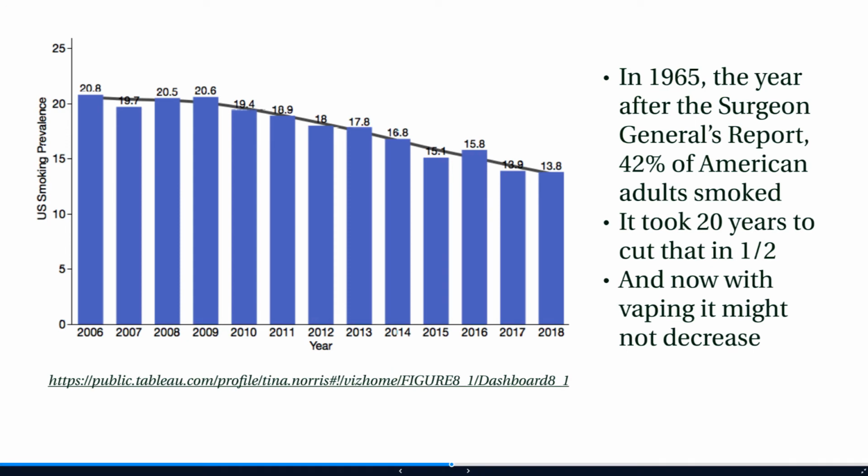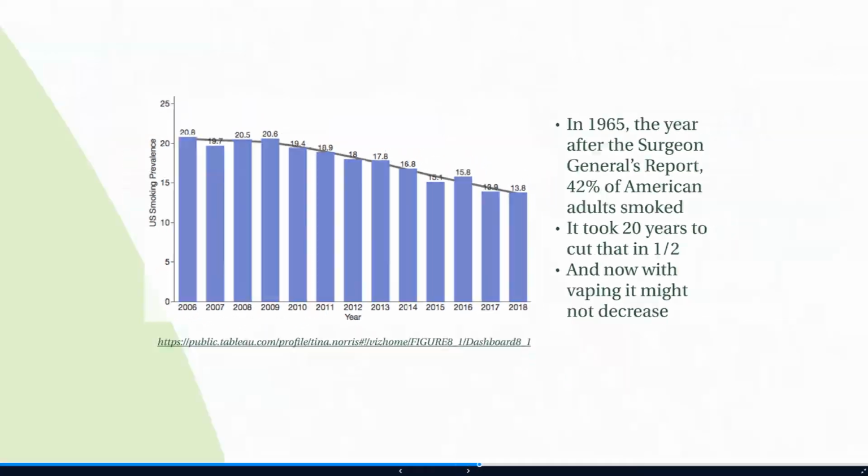In 1965, the year after the Surgeon General's report, 42% of American adults smoked. It took almost 20 years to cut that in half to 20%. And now, with vaping, it might not decrease as much as we would like. So, tracking changes over time is one of the ways that biostatistics can provide evidence towards public health research.